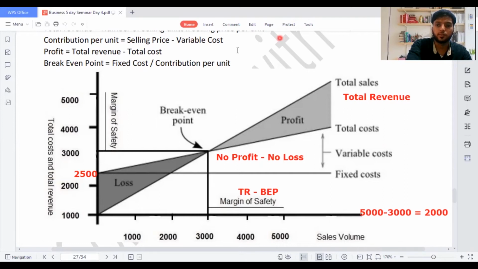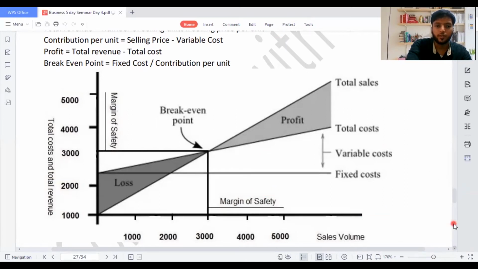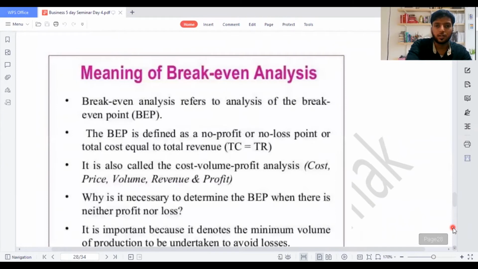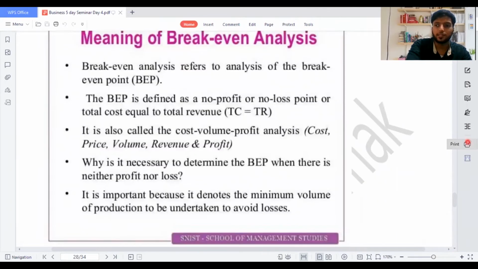I'm going to erase this off. Knowing this chart is very, very important, guys. What is break-even analysis? As I taught you, break-even analysis refers to analysis of the break-even point. The BEP is defined as the no profit, no loss point, where total cost equals the total revenue curve. It is also called cost-volume-profit analysis.